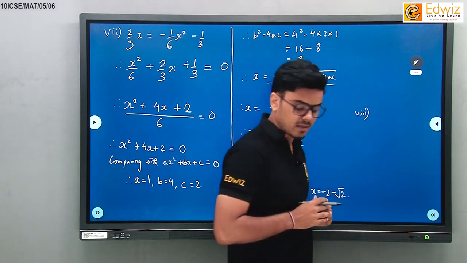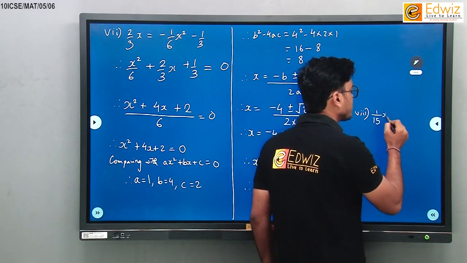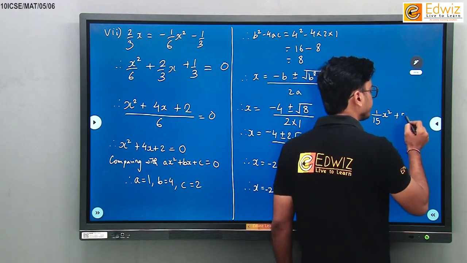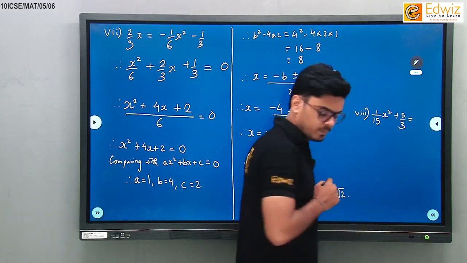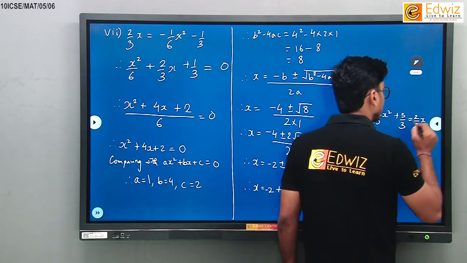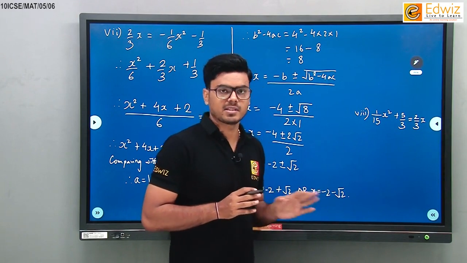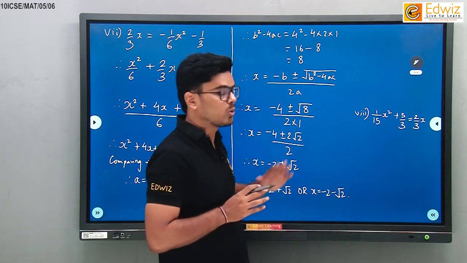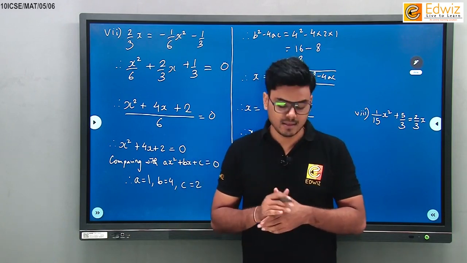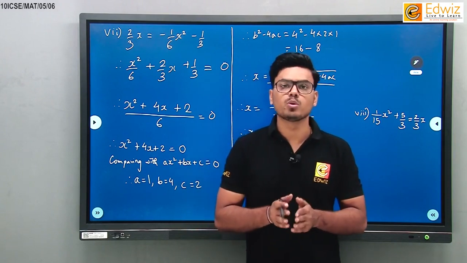The equation here, I'll write it for you, is 1 upon 15 x square plus 5 by 3 equals 2 by 3x. Okay, this is the equation you need to solve for x, once again just like this. I hope you can do it on your own. We will solve the next question now, that is question number 9. X square minus 6 equals 2 root 2x.